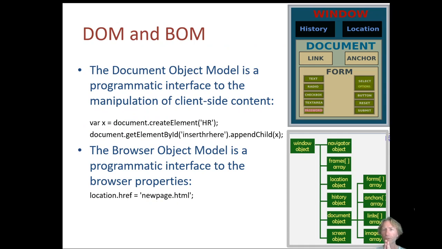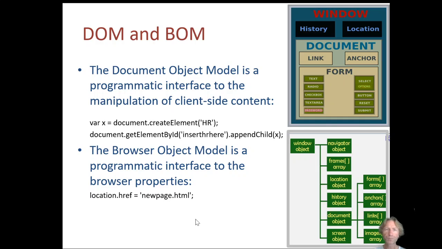Okay, let's zoom in on this. So we have a document object model and a browser object model, and the document object model is essentially a programmatic interface to the content on the page, right? So you can, for instance, have something like a new horizontal rule which you append at a particular place in your document. So you're looking for an element in your current document which has been given the name insert horizontal rule here, and there you append your new horizontal rule. Likewise, you can manipulate the browser object model, for instance, to modify the location that you're currently at.